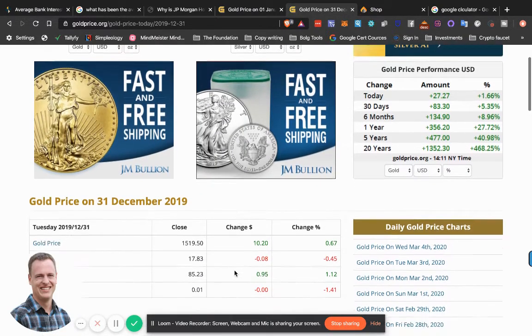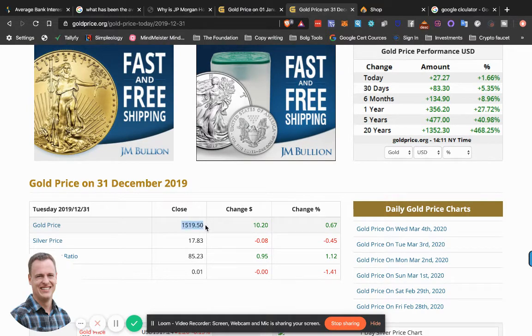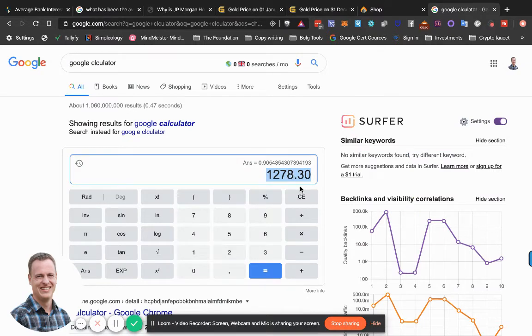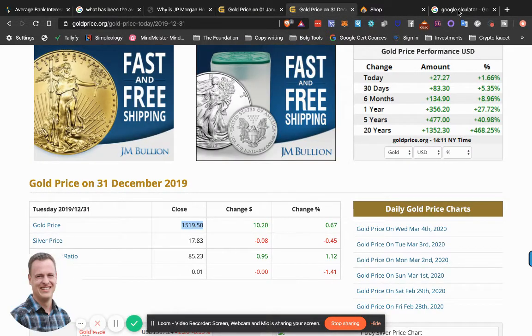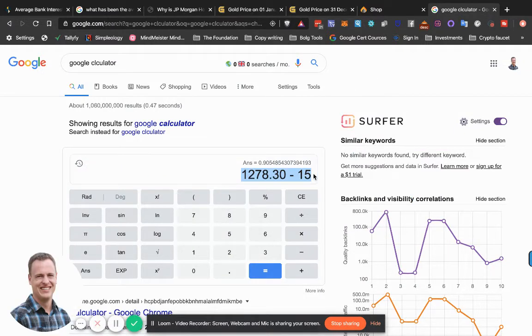And then at the end of last year, it was at 1519.50. So, well, let's do this. Minus 1519.50. That means you would, ignore the minus sign, I did the numbers backwards, but that means you would have made $241.02. So what does that mean from a percentage perspective?